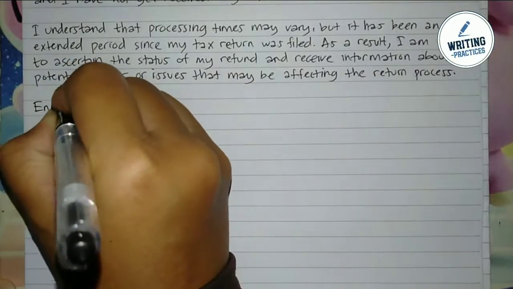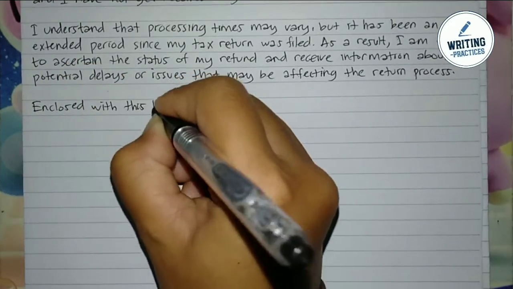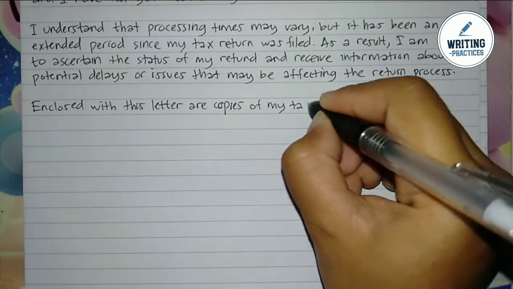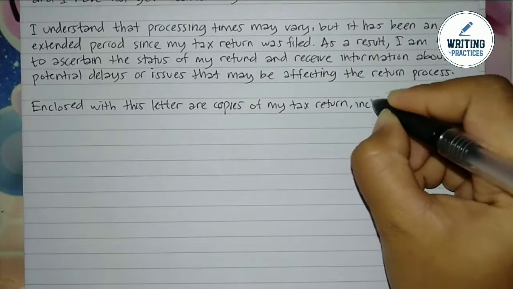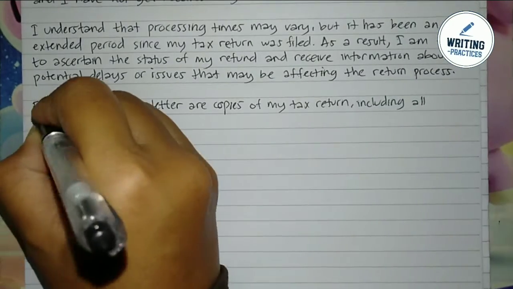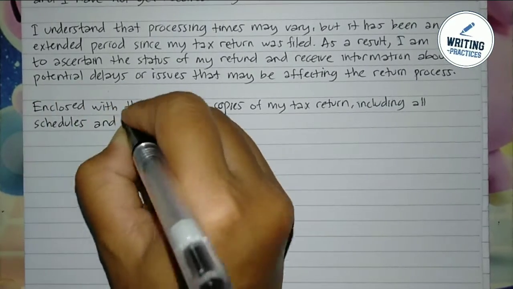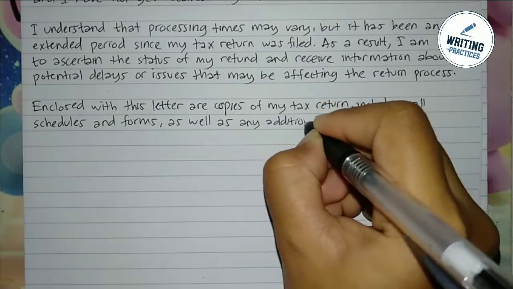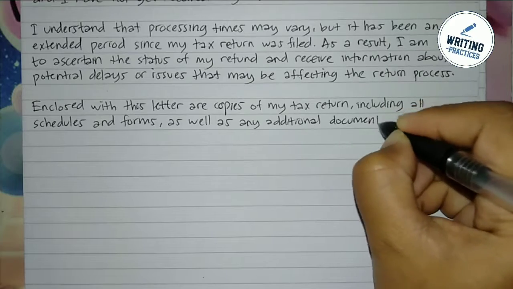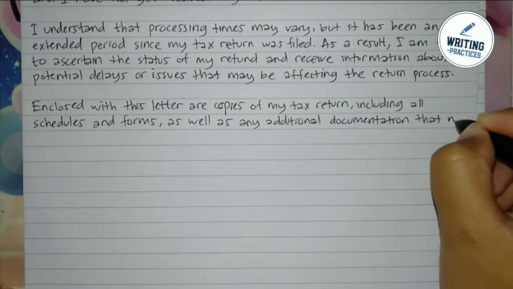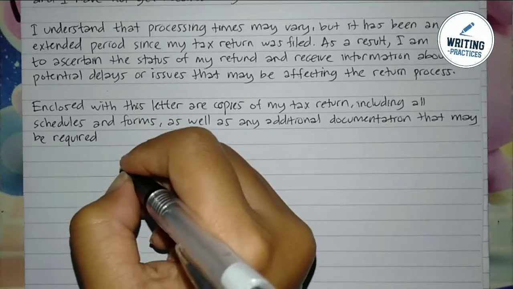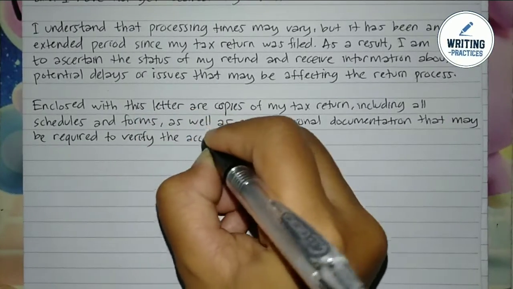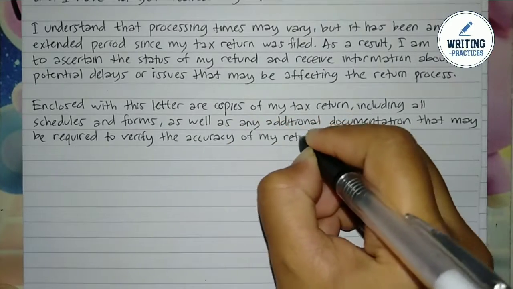In the third paragraph, this is where you talk about supporting documentation. Mention that you have enclosed copies of your tax return, including all schedules and forms and any additional documentation that may be required to verify the accuracy of your return. And make sure you really attach them all along with this letter. Here is how you write it. Enclosed with this letter are copies of my tax return, including all schedules and forms, as well as any additional documentation that may be required to verify the accuracy of my return.